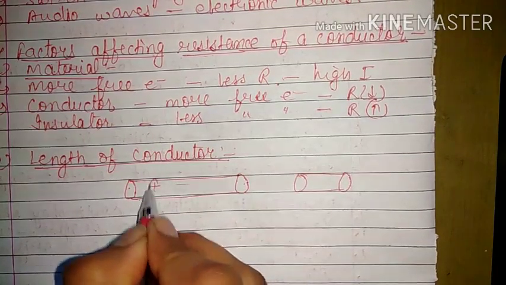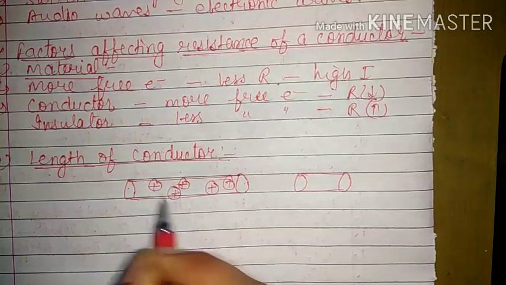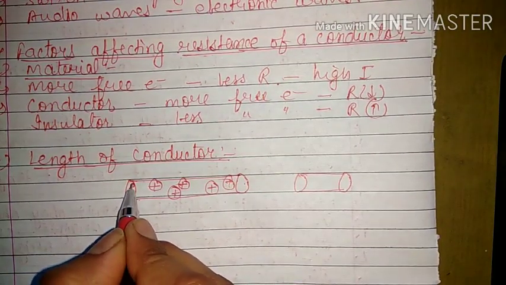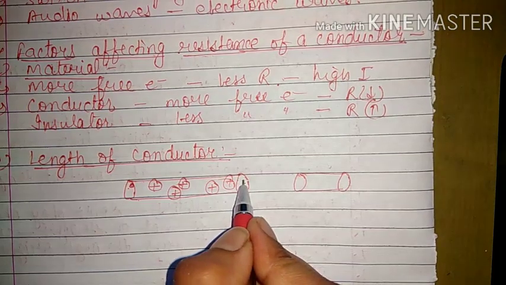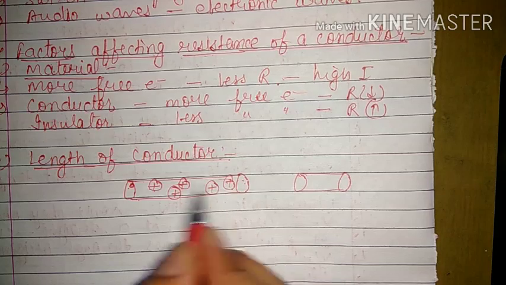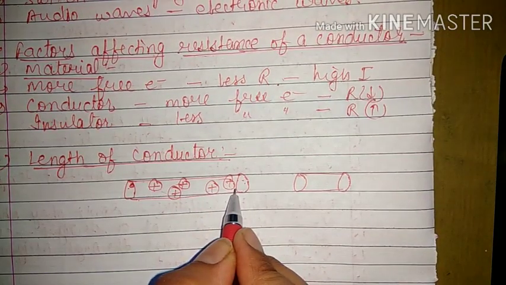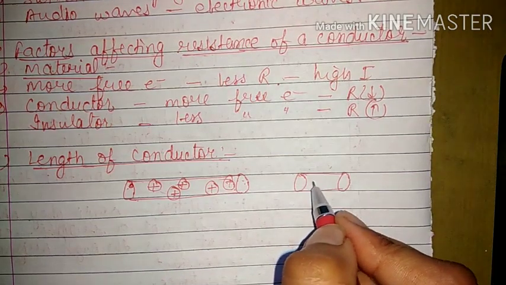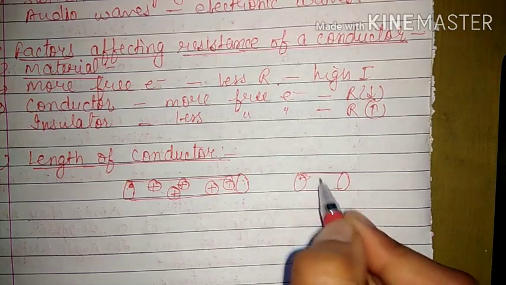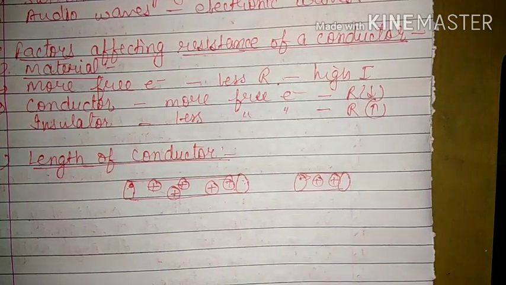That means the number of collisions with positive ions will be more, because there are more positive ions. So when one electron starts from one end and reaches the other end, on the way the number of collisions will be more, because since the length is more, the number of positively charged ions will be more. Whereas in the case of a small length wire, the electrons will have to cover less distance, so there will be fewer collisions.